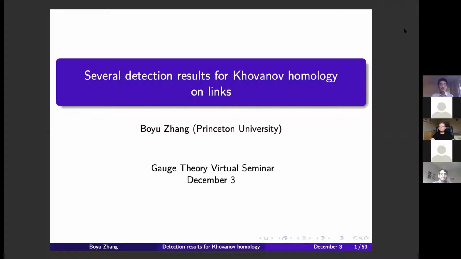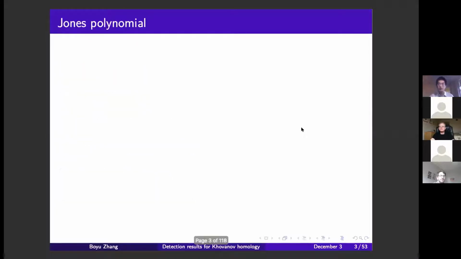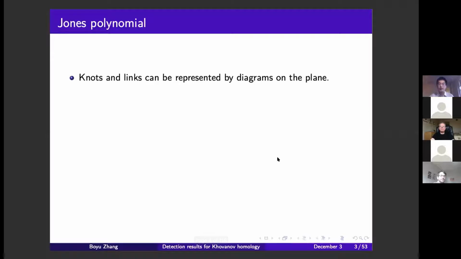So today I'm going to present a result on several detection properties for Khovanov homology on links. Let me start with a very brief review of the history of Khovanov homology. Khovanov homology is a categorification of a link invariant called the Jones polynomial. In the 1980s, Jones discovered a polynomial invariant for oriented links in S^3 by looking at diagrams of the links. Of course, here we're thinking of knots as a special case of links, so the Jones polynomial is also an invariant for oriented knots.